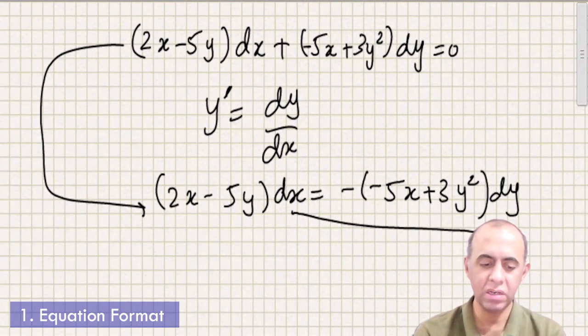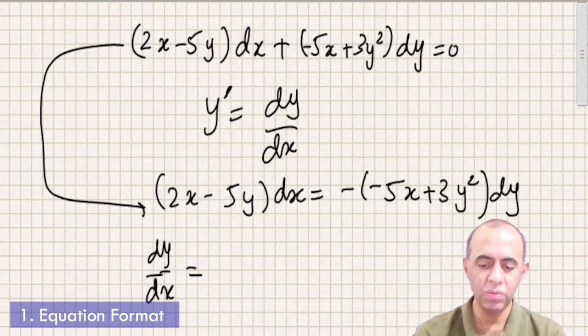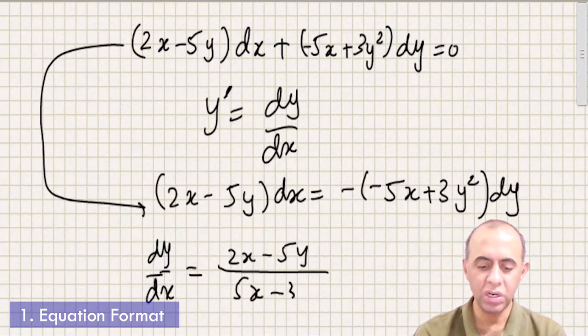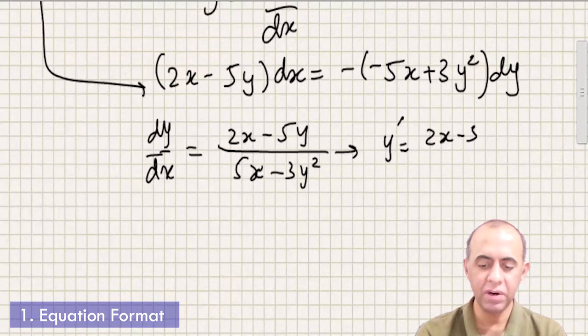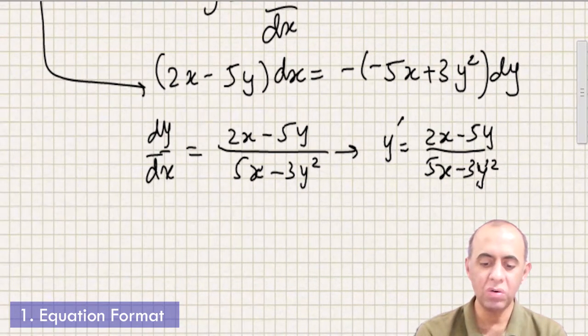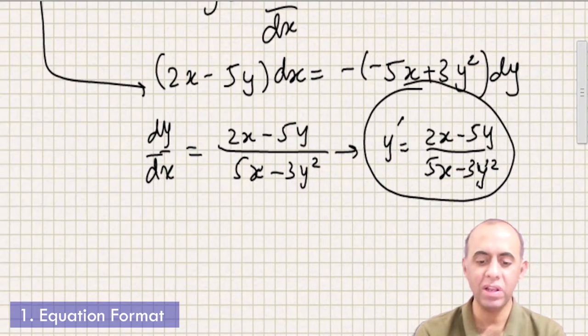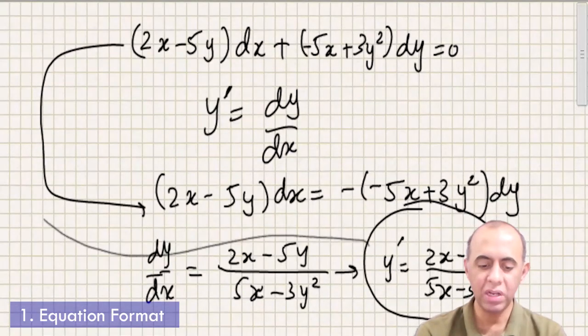Now I take this dx to the other side underneath dy, so I can write dy by dx equal to (2x - 5y) divided by, taking all of this on the other side, (5x - 3y^2). So I can rewrite this as y prime equal to (2x - 5y) divided by (5x - 3y^2). I have solved this in reverse just to show you that it now looks like something you were familiar with. If we go back, we get this equation.